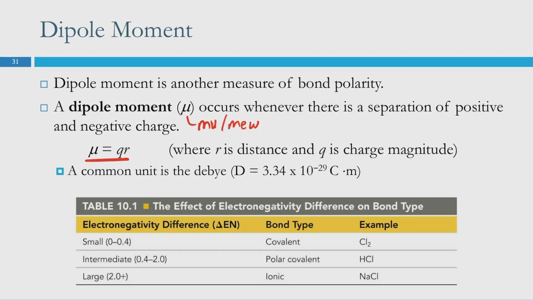A common unit is the debye, capital D, which has units of coulombs times meters. So C, coulombs for charge, and M, meters for distance, or R, radius. And it's 10 to the minus 29 because the charge is really small and the distance between them is also really small.